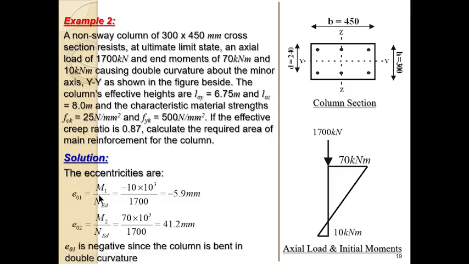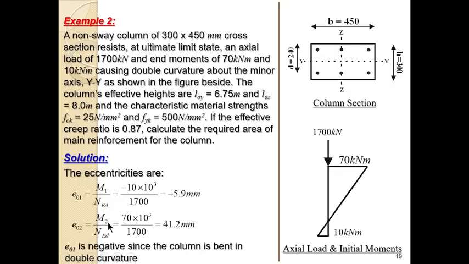M1 over NED. NED is the design load, which we're told is 1,700 kilonewton. So minus 10 times 10 raised to power 3 over this gives us minus 5.9 millimeter. The 10 raised to power 3 is to change the meter to millimeter so that we can give our eccentricity in millimeter, this 5.9.